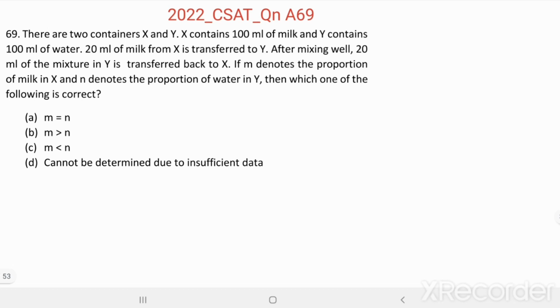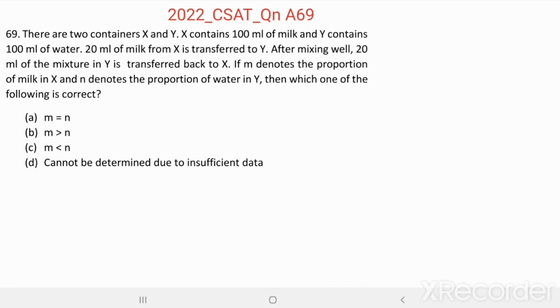Question number 69. There are two containers X and Y. X contains 100 ml of milk and Y contains 100 ml of water. 20 ml of milk from X is transferred to Y. After mixing well, 20 ml of the mixture in Y is transferred back to X. If M denotes the proportion of milk in X and N denotes the proportion of water in Y, then which one of the following is correct?